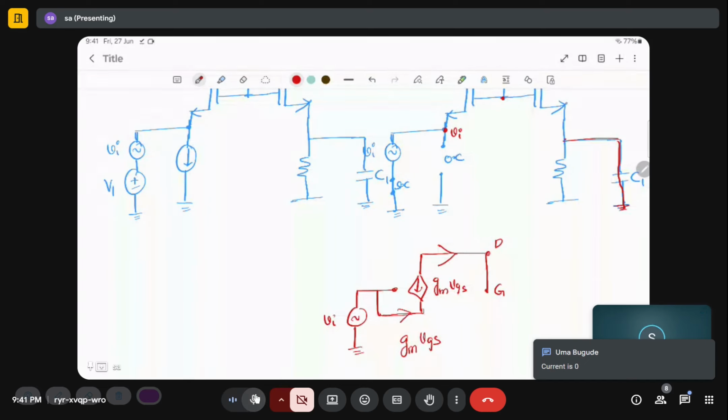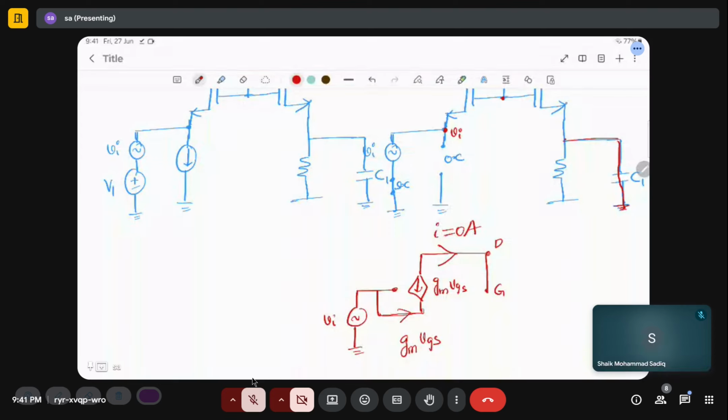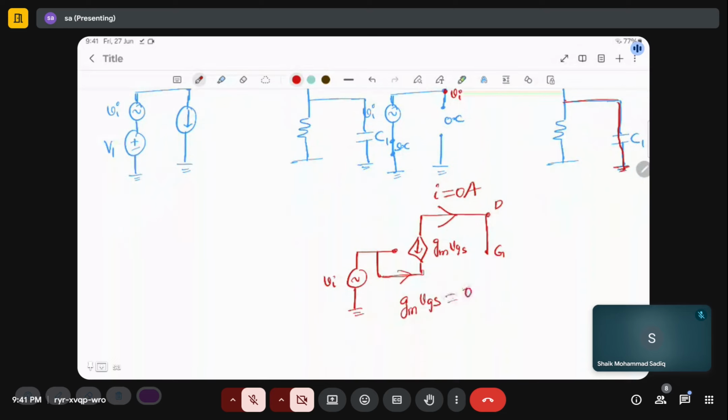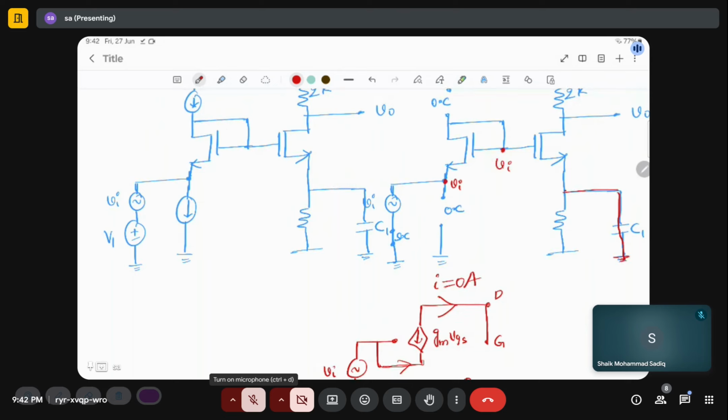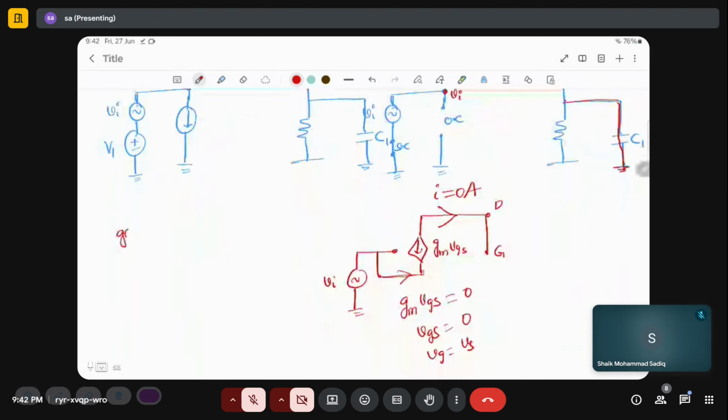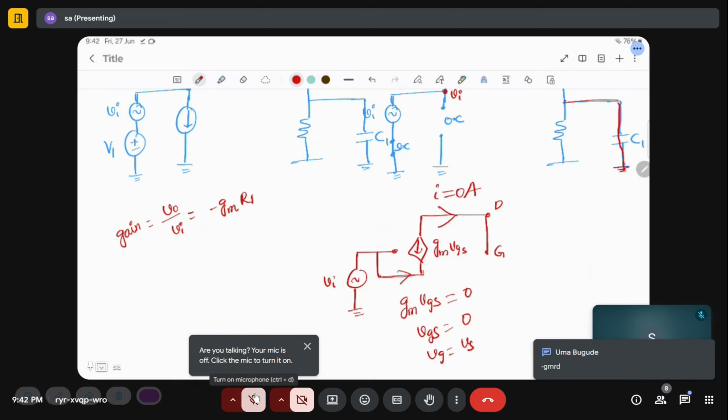Current flows to ground. So if the current is zero, gm VGS is zero. VGS is zero, then VG is equal to VS. So this node potential becomes Vi. So what is the gain? It is minus gm RD. You find these numbers and solve.